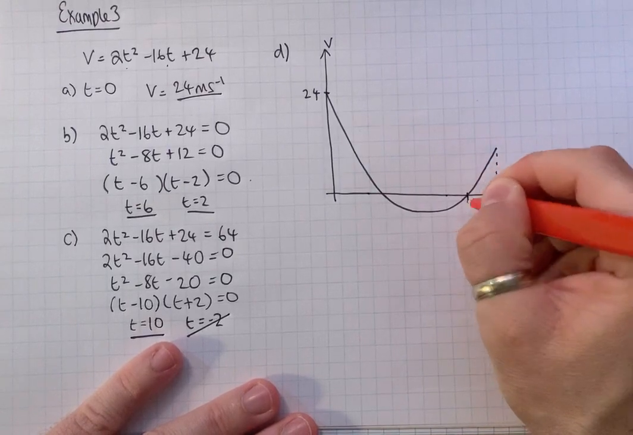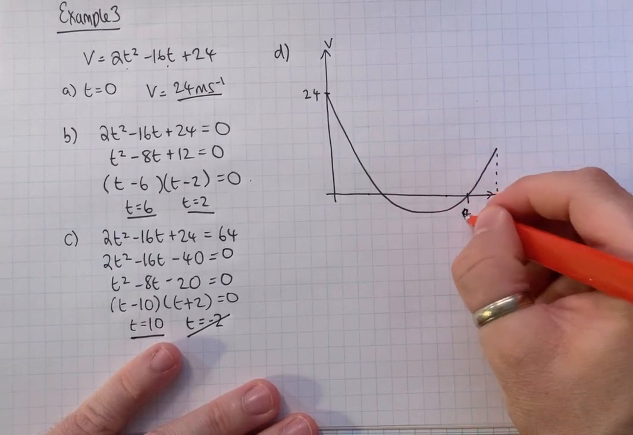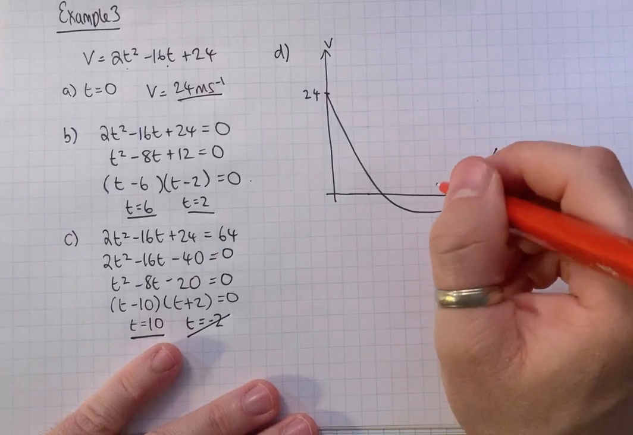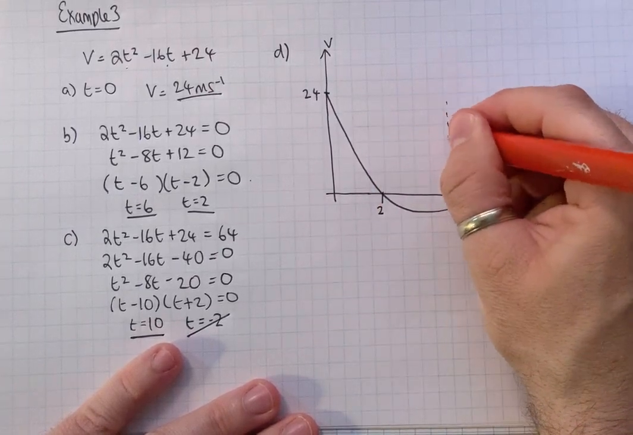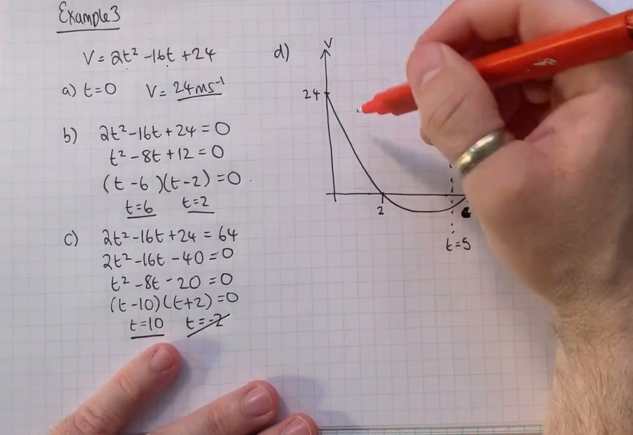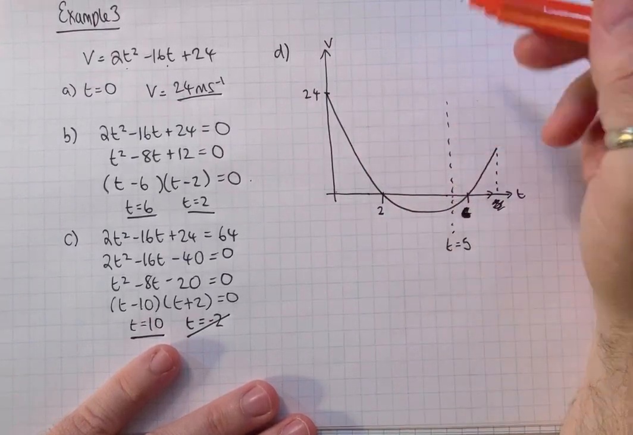So 5, 4, no, 6, no, what was it? 6, sorry. So that's not 5. 6, 2, somewhere there, t equals 5. So we can see clearly from the graph that the greatest speed in the interval between 0 seconds and 5 seconds is 24.